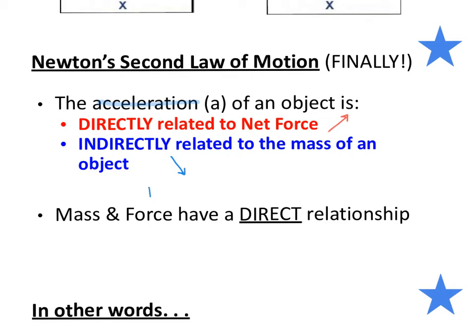So this is as mass increases. If my mass decreases, I will see an increase in acceleration. However, I see an increase and I see a decrease in the relationship. However, mass and force have a direct relationship, so as mass increases, my force will increase and vice versa.